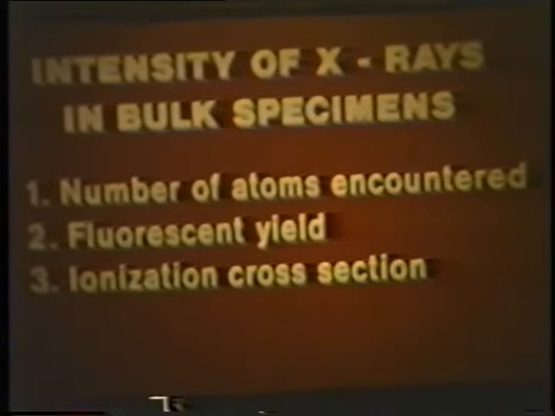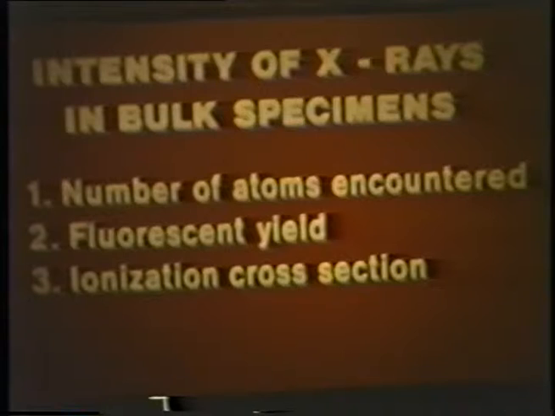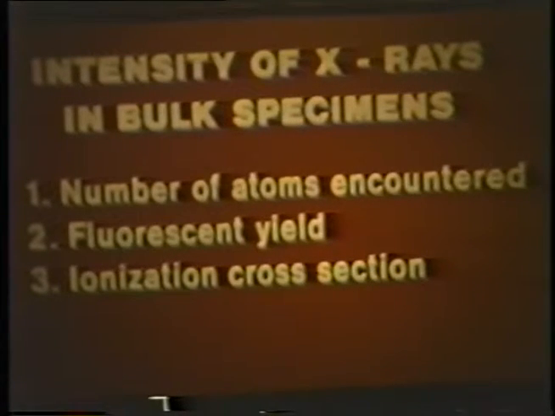Now, the intensity of X-rays in bulk specimens is dependent on three factors that I briefly want to discuss: the number of atoms that are encountered, the fluorescent yield, and the ionizing cross-section. The intensity of these X-rays is proportional to the number of atoms encountered by the primary beam. That is fairly straightforward. The second one is this fluorescent yield, and this is the fraction of electron interactions which result in the emission of characteristic X-rays, the so-called fluorescent yield.